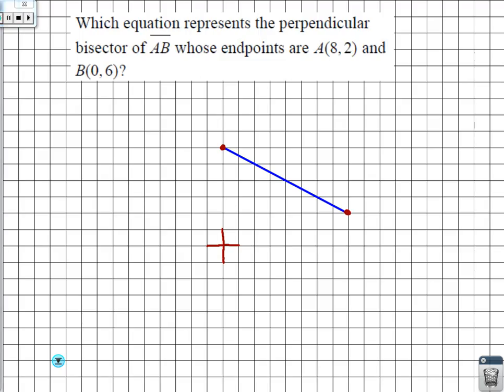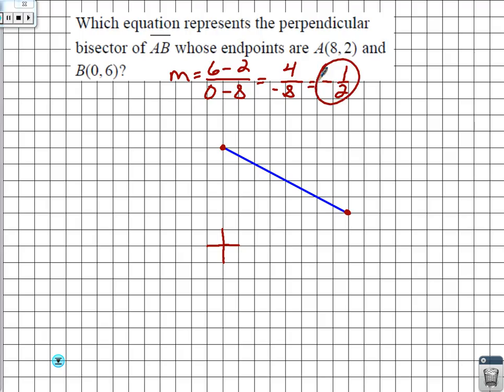Let's go through everything that we know about perpendicular bisectors. Since it's perpendicular, what's going to be true about its slope? Slopes are opposite reciprocals. The slope of this, now that I have a graph, you can count rise and run if you want to. Before I graphed it, you could use the slope formula, y2 minus y1 over x2 minus x1. That's 4 over negative 8, which is negative 1/2.